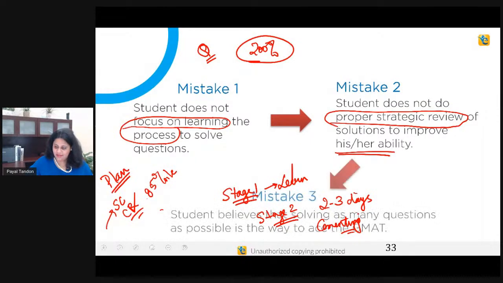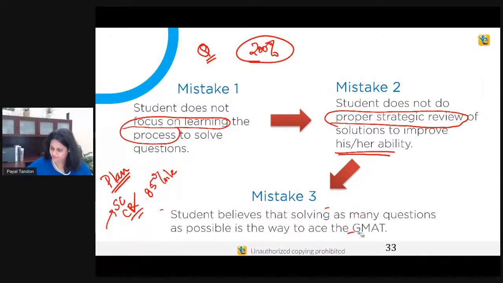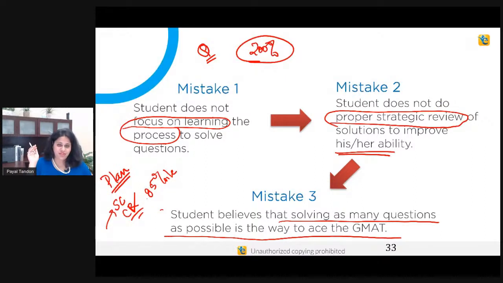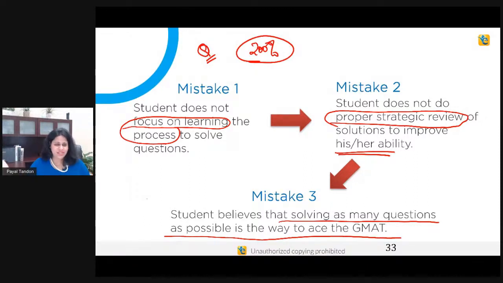Okay, and this leads me to the third mistake. And let me just get rid of these scribbles here. This leads to the third mistake, that students believe that solving as many questions as possible is the way to ace the GMAT. Okay. And again, as I said early on, it's not that you guys are not putting in the effort. In fact, my heart aches when I see students solving questions after questions, solve 1,000 SC questions, solve all OG questions, solve this question, that question. But again, you are just wasting your time. You're wasting your precious time because you're not focusing on the right thing.